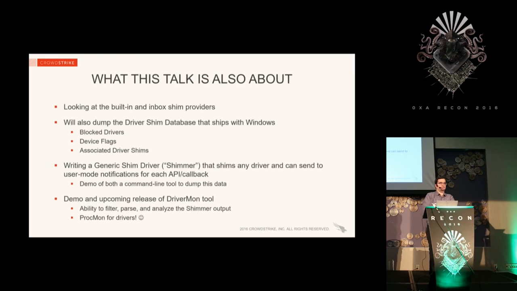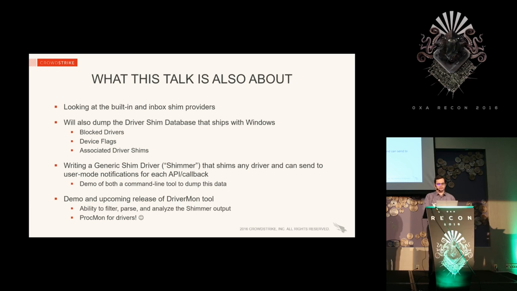We're also going to look at some built-in shim providers, so you can know what's already on the machine. If you have a shim that's not on your machine, that's interesting. Or if you have a shim that is on your machine, but that's not in the list of default shims, well, then you have a third-party shim, and you really shouldn't, except for the tool I'll be releasing. And then I'll talk about this shimmer tool that I wrote and how a driver can register with the shim engine and how to interact with it.